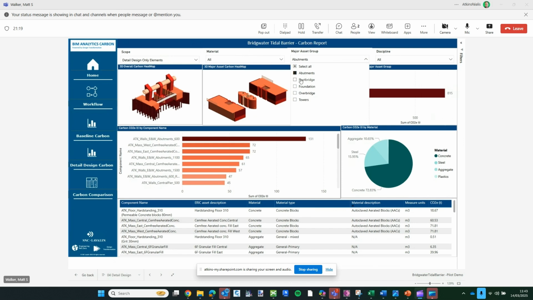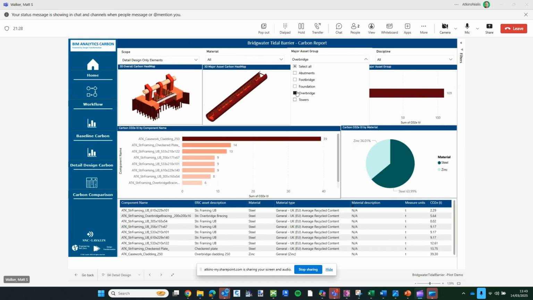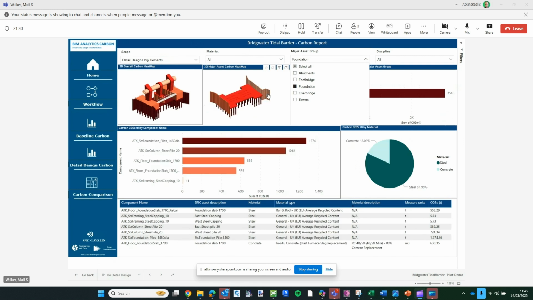It splits it up into the carbon in the materials of the abutments, footbridge, the foundations, the overbridge and the towers. The foundations, you can see here the heat map, it is darkest on the piles, which is the area that we attacked the most, I guess, in the detailed design. And the dashboard provides you a bit more information on the various materials making up those elements.